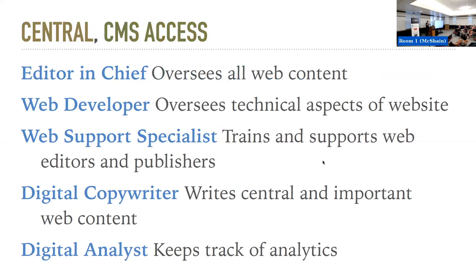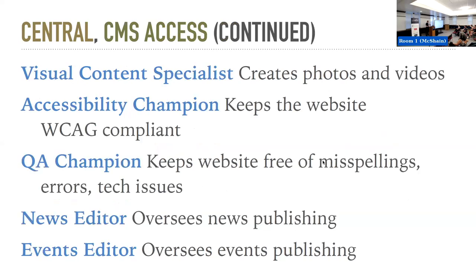In the central one, this is where there's lots of people, and I wish you had this many people on your web team, but I know you probably don't, right? But you need someone who's overseeing the content, someone who's overseeing the technical aspects of the website. Ideally, someone who's training and supporting those web editors and publishers so they're doing the right thing, right? There's a whole bunch of central content that's going to need to be written centrally. There's analytics to be looked at. There's photos and videos to be created.